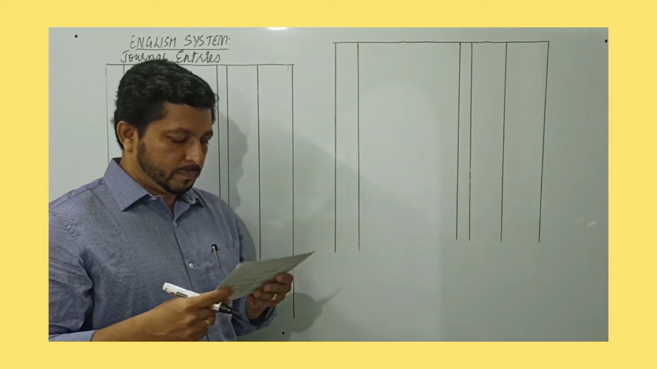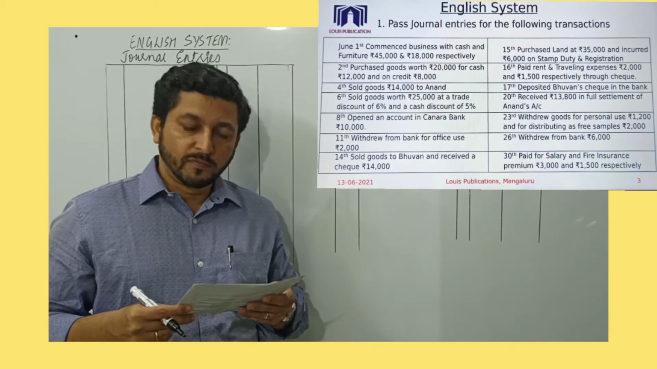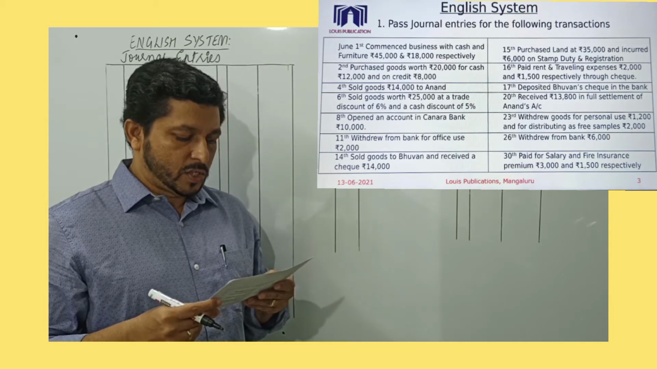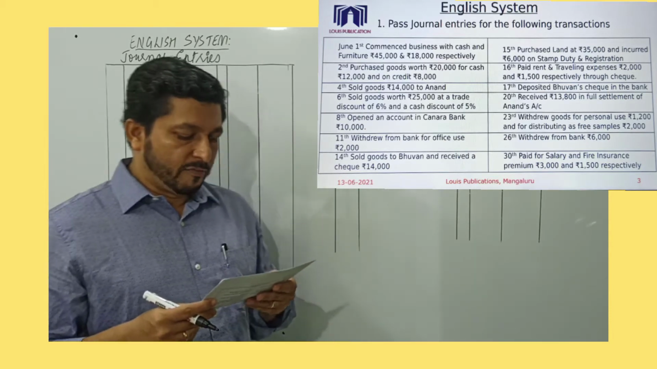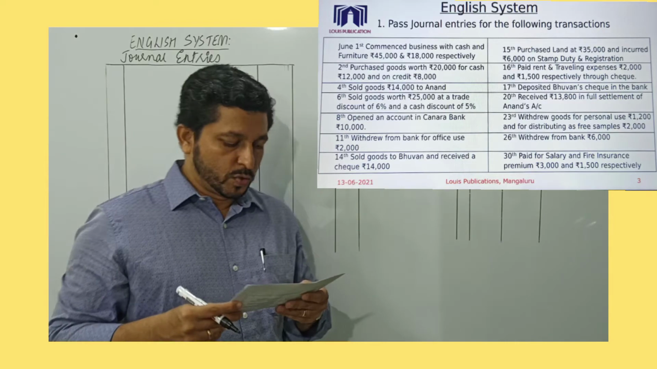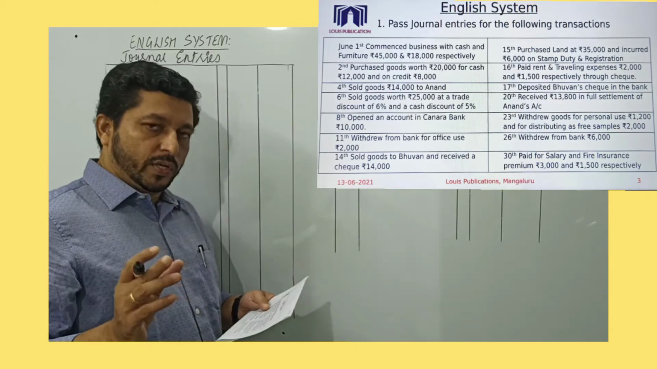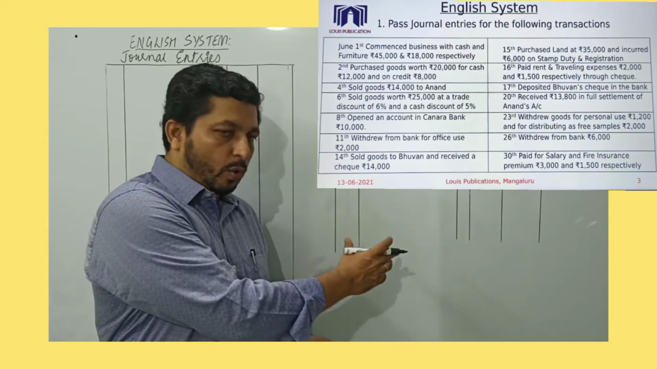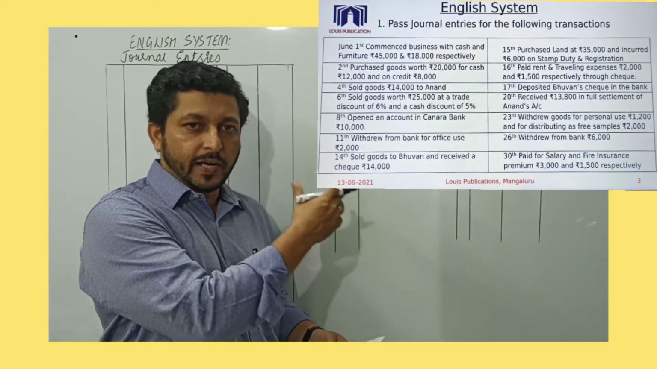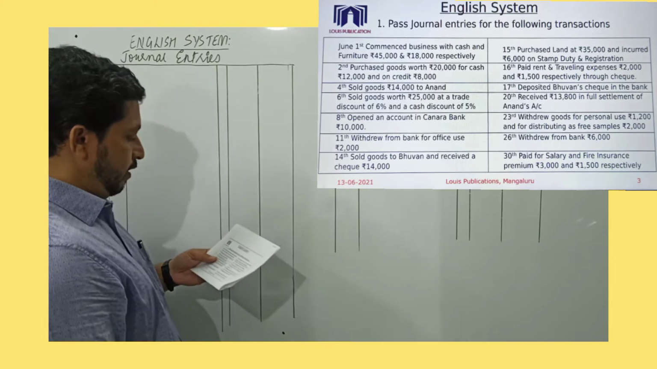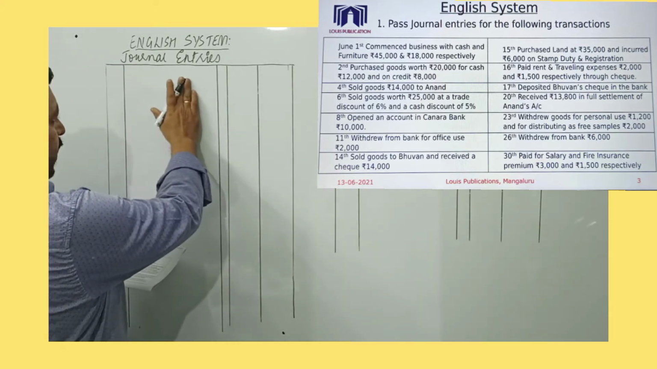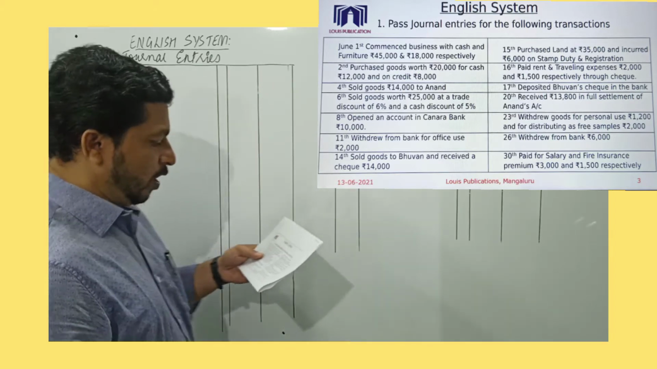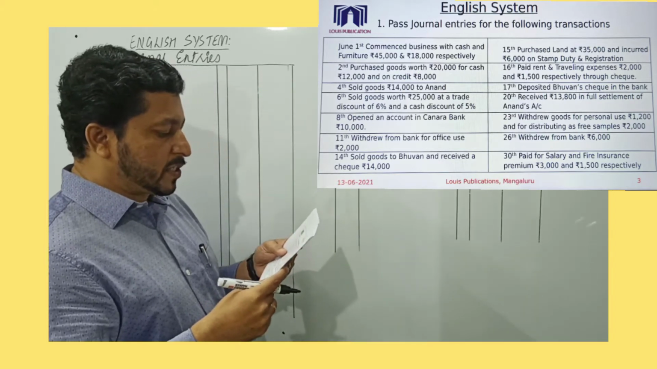Let's look at the problem. Pass journal entries for the following transactions. June 1st, commence business with cash and furniture, rupees 45,000 and rupees 18,000 respectively. So what I will do is, for first few transactions, I will take notes. Later on, we will directly enter it in the journal format. So we have the date column, the particulars column, the ledger folio column, the debit amount column, and the credit amount column.